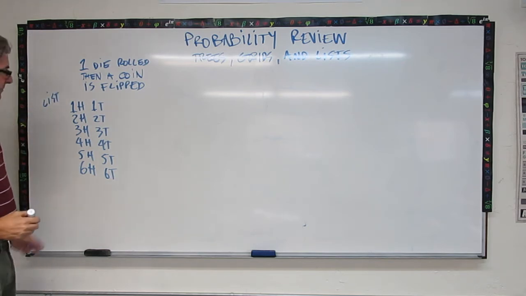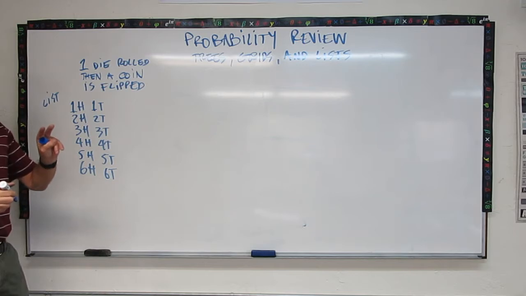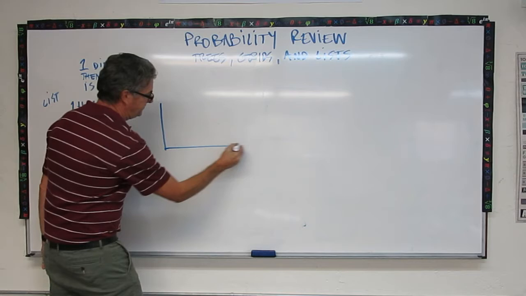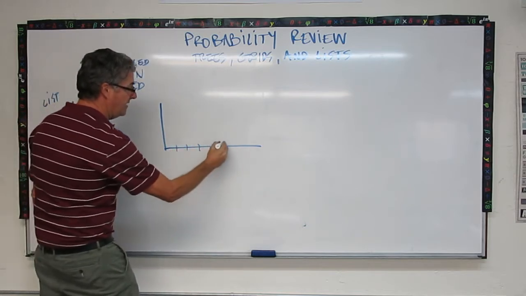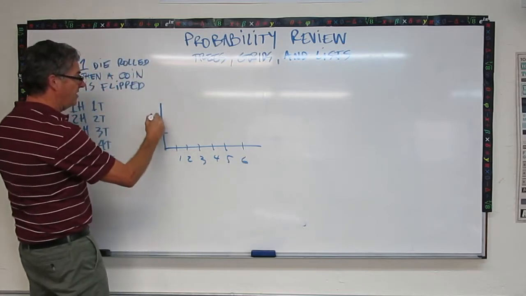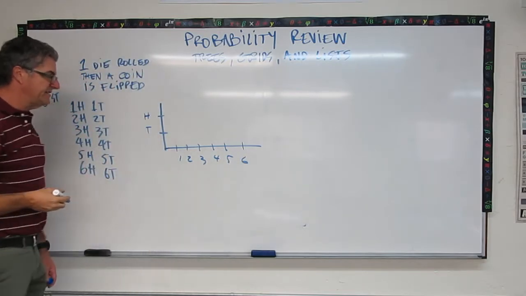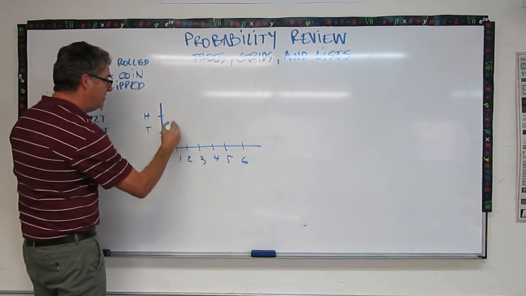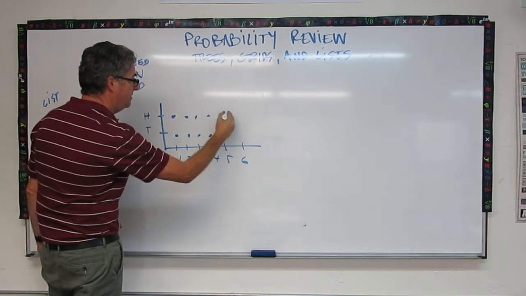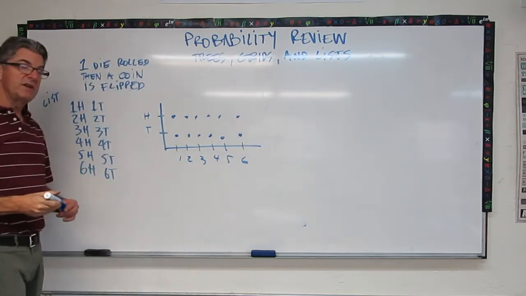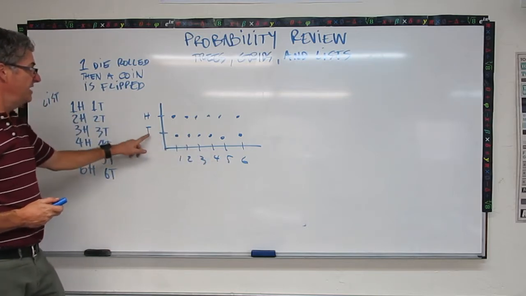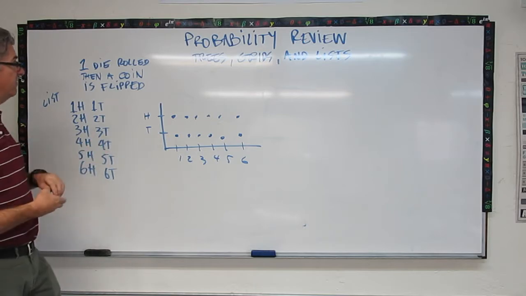Let's do a grid. So a grid only works with 2 events. If you have a 3rd event, you can't use a grid. So I'm going to do my grid like this. I'm going to put my die roll on the bottom, 1, 2, 3, 4, 5, 6. And I'm going to put my coin toss along the vertical axis. And then I just need a dot for every possible outcome. So each dot represents one possible outcome, like this dot here represents rolling a 4 on the die and getting a tail on the coin. So there's my grid.